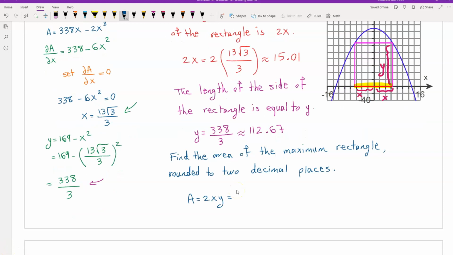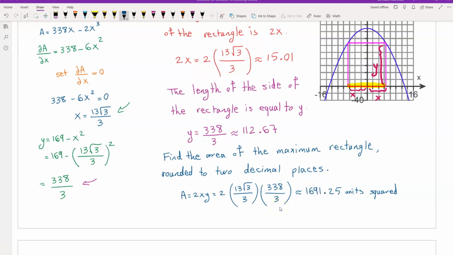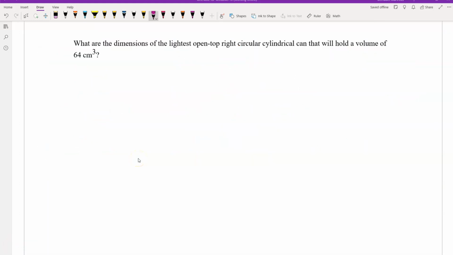Now that we have 2x and y, we can find the area of the maximum rectangle. We rounded these two numbers to 2 decimal places. So area is equal to 2 times x times y. And that is equal to 2 times x, which is 13 times square root of 3 divided by 3, and y is 338 divided by 3. Rounding to 2 decimal places, the answer is 1691.25 units squared.